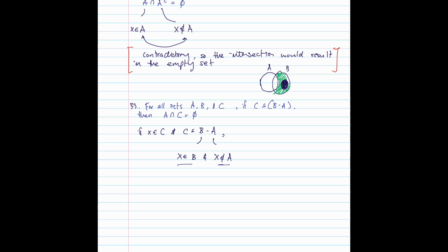So if x is an element of C, now if we look at A intersection C, this says that x is an element of A, and here we know that x is not an element of A. So this is contradictory, so this comes out to the empty set.